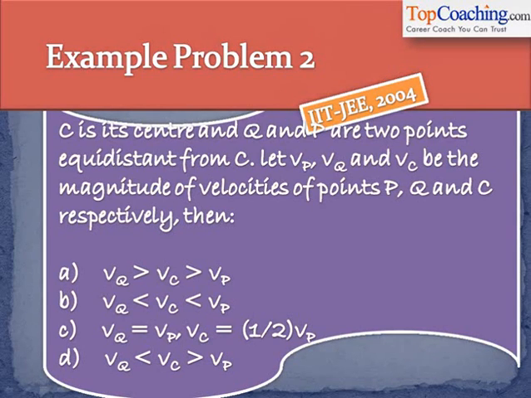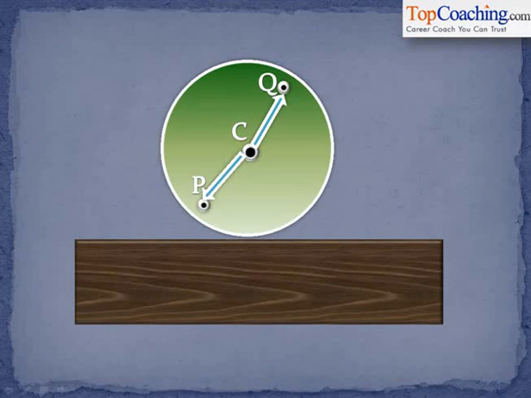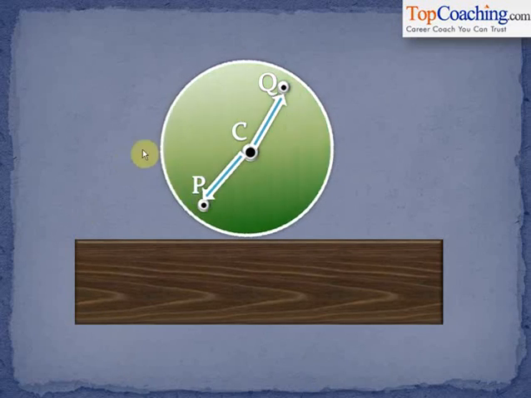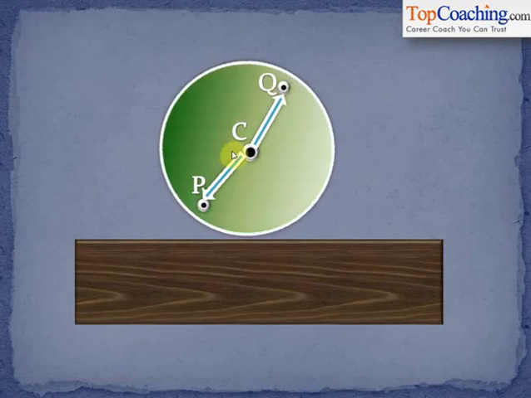So basically we are given 3 points on a disk which is rotating and it's pure rolling also. And we are asked the relationship between the net velocities of 3 points on the disk shown. This is our rotating disk. P is here, Q is here. The distance CP is the same as the distance CQ. We have to find the relationship between the net velocity vectors VQ, VC and VP.